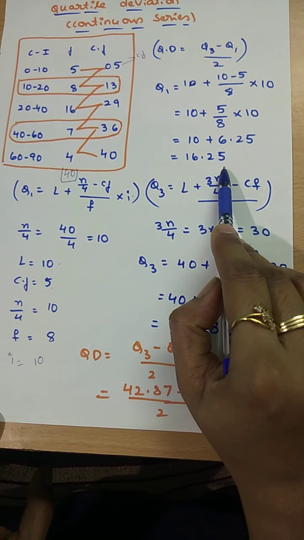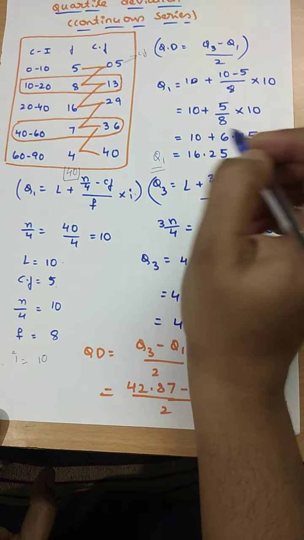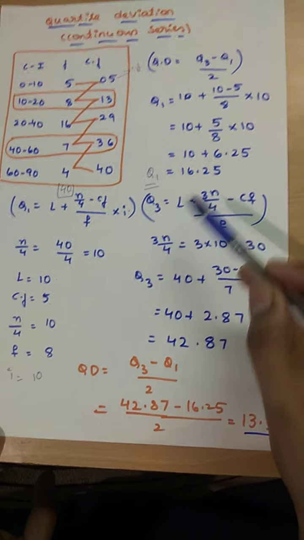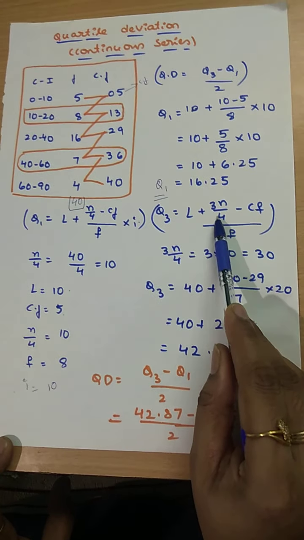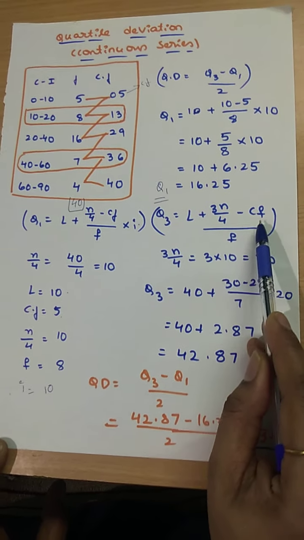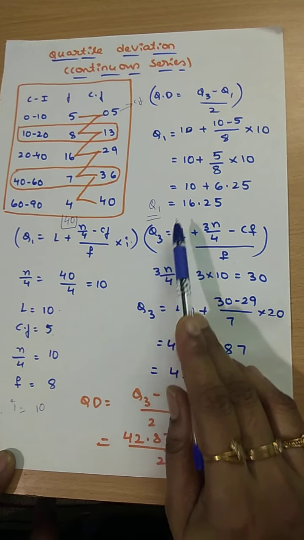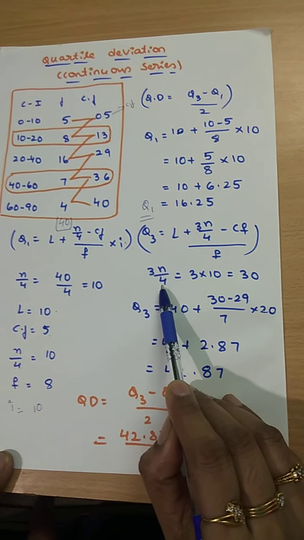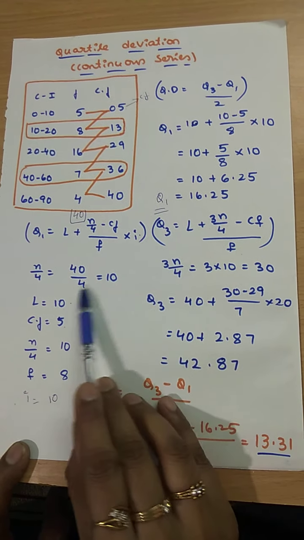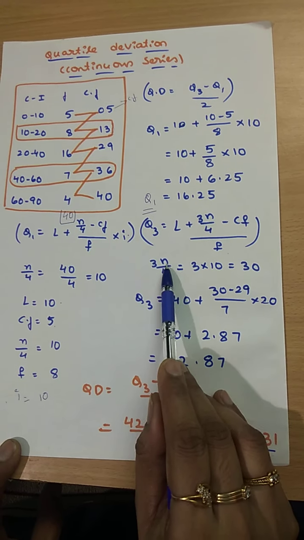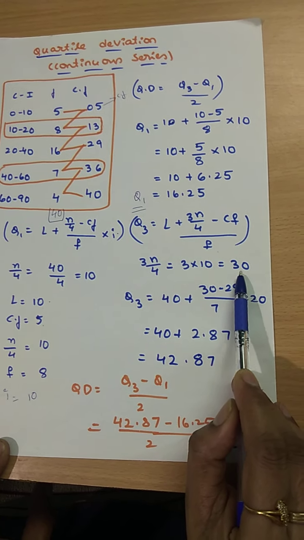So now we found the Q1 value. Now we are going to find the Q3 value. The formula for Q3 is L plus (3n divided by 4 minus cumulative frequency) divided by f. Here we know n by 4, but we don't know 3n by 4, so I have multiplied n by 4, which is 10, with 3. 3 into 10 is 30. So 3n by 4 equals 30.